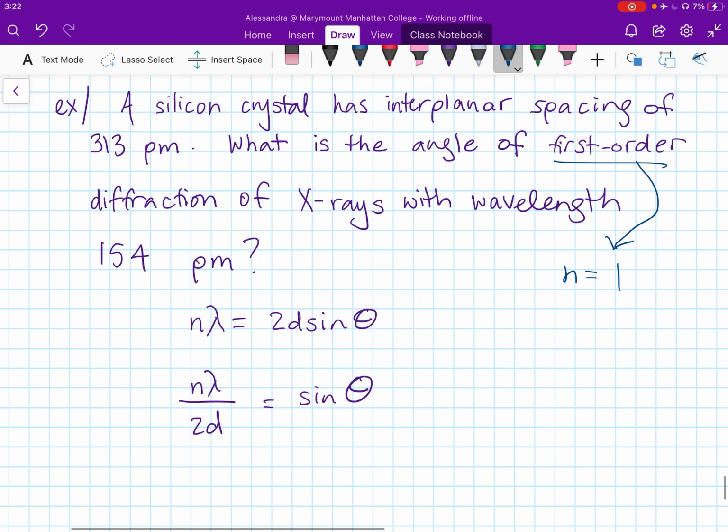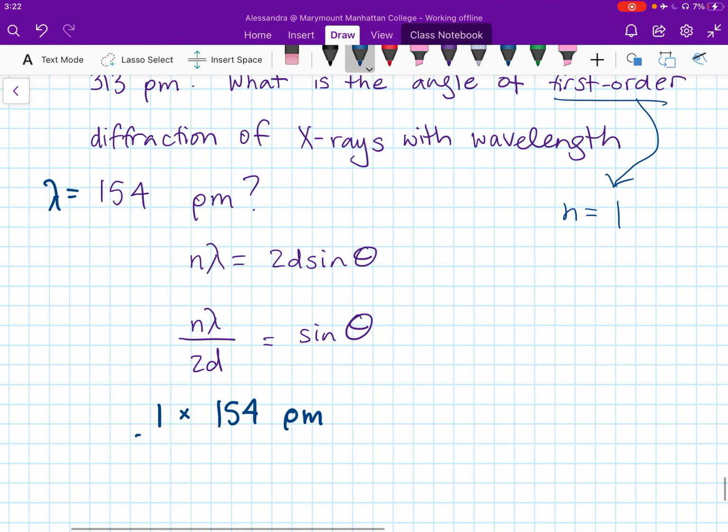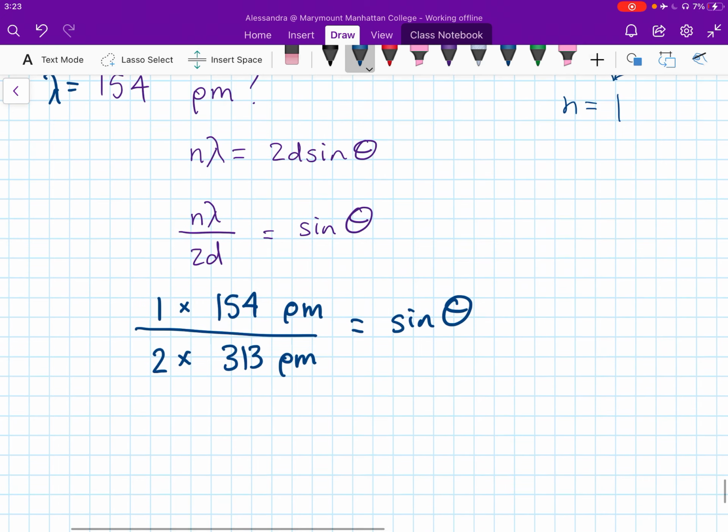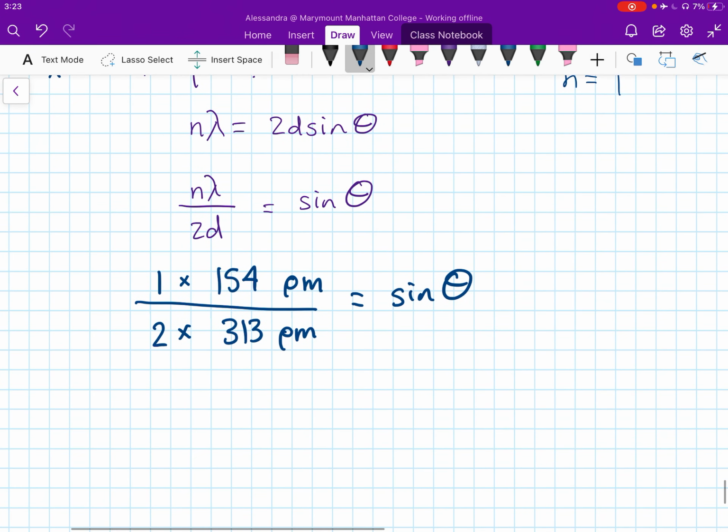So I think I know all of the variables here that I need to use. N is 1. Lambda is 154 picometers. And I'm putting that over 2 times d, the d was 313 picometers. And that's all going to be equal to the sine of theta. So simplifying on the left, that becomes 0.246 is equal to the sine of theta.